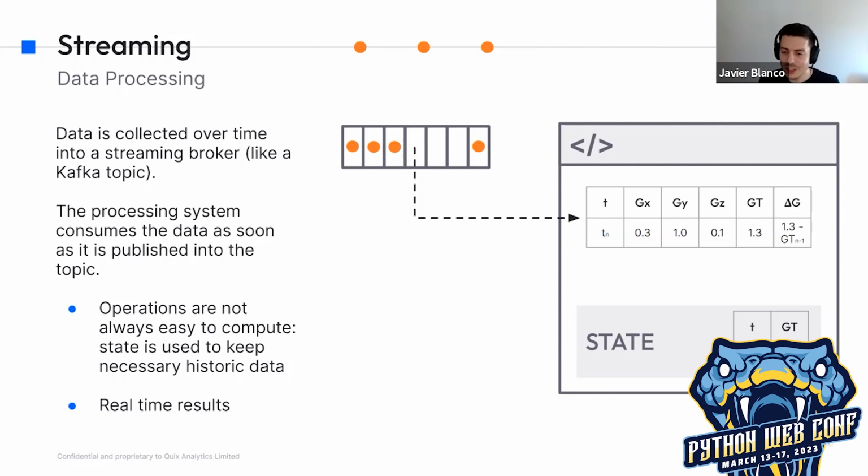So what are the advantages of streaming? Well, it's real time. As soon as the data is produced, we react on it. And that's very, very important in many use cases.